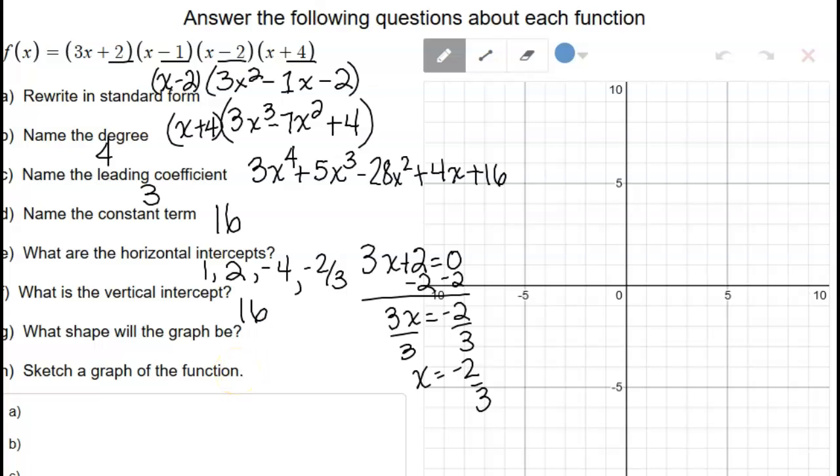So again, where are our x-intercepts? We have one at negative 2/3, one at negative 4, one at positive 1, and one at positive 2. So our graph is going to look something like this. Oh, we need the vertical intercept too. The vertical intercept is at 16, so that's way up here off the paper. We'll pretend like it's all the way at the very top.